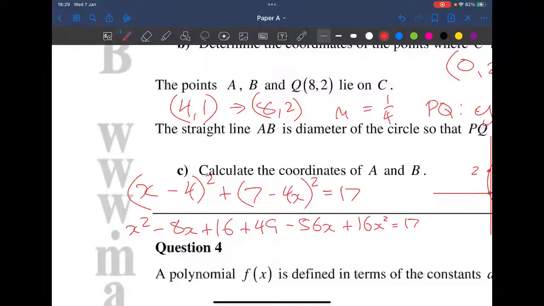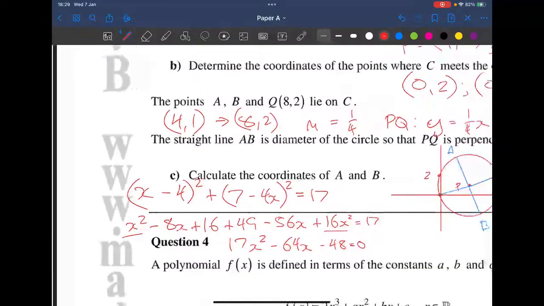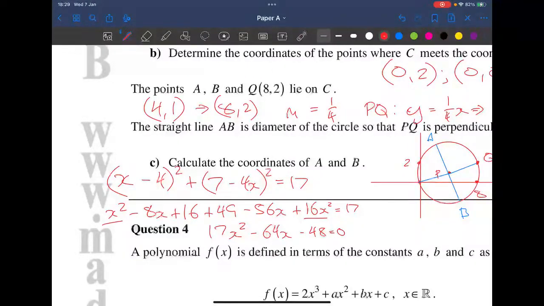So if we collect all the like terms, how many x squareds have we got? 1 there, 16 there, gives us 17 altogether. How many x's? We've got 8 and a 56, so that's 64, all being negative. And for the numbers, 16 take away 17 is minus 1. 49 minus 1 is going to give us 48, equal to 0. This doesn't look like it's going to have very nice solutions.